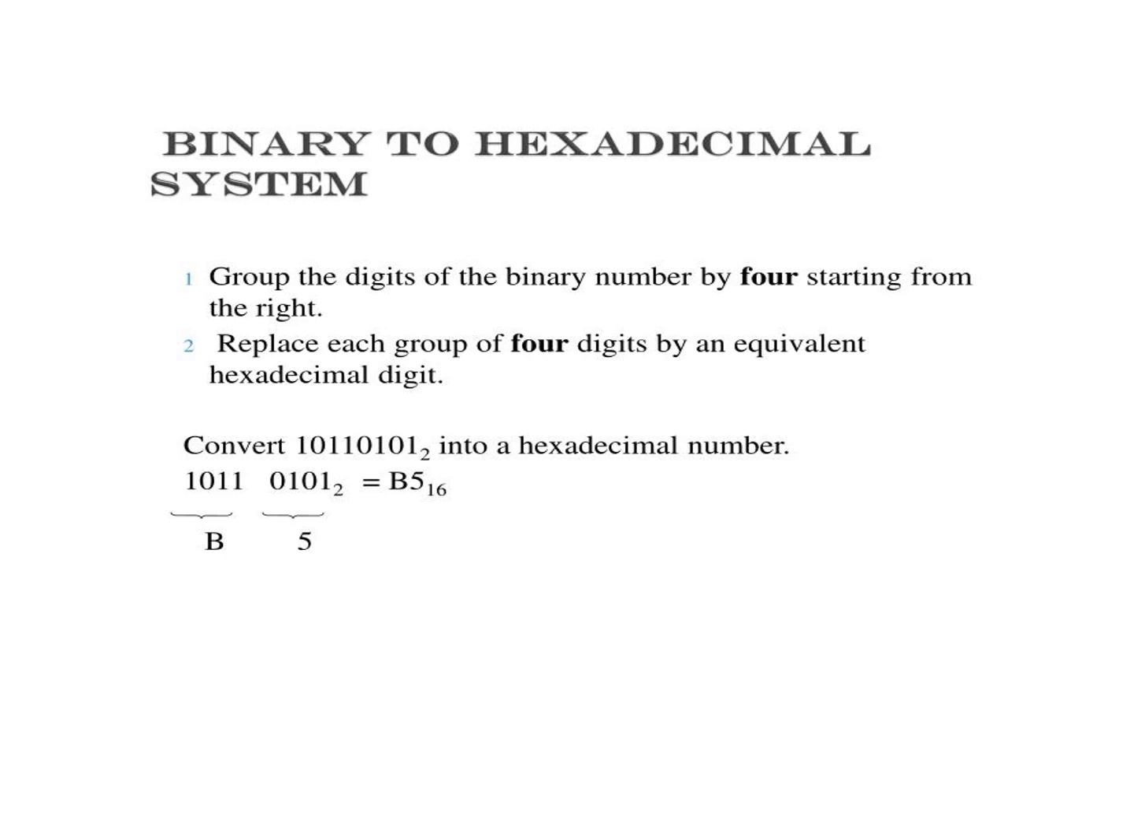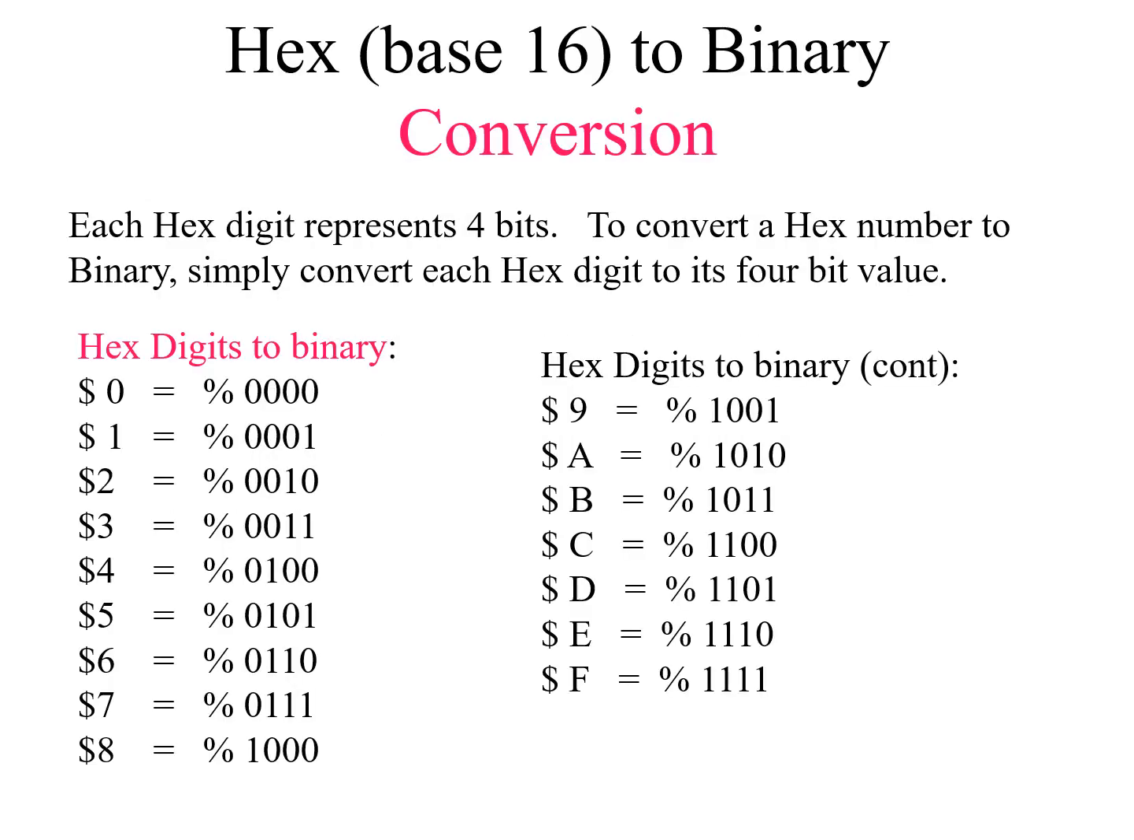Next, the same is for the next group, we will find the B5. We have the conversion from hexa to binary. Each hexa digit represents 4 bits. To convert hexa to binary, convert each hexa digit to its 4-bit value. So firstly convert the decimal equivalent of each hexadecimal digit to a 4-bit binary number. Then combine all resulting binary groups into a single binary number.